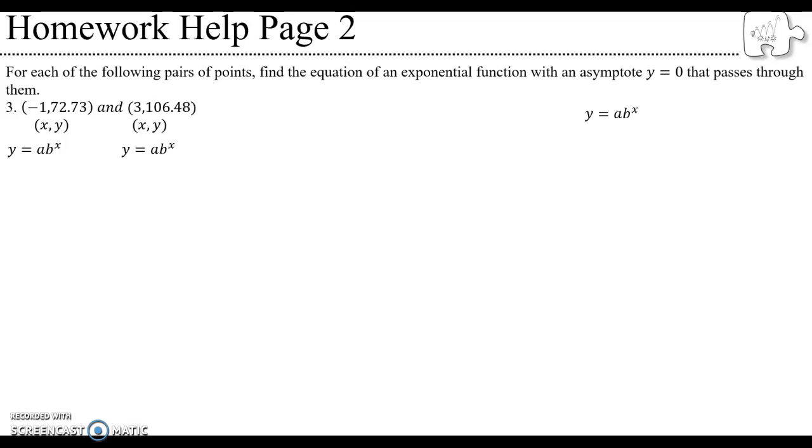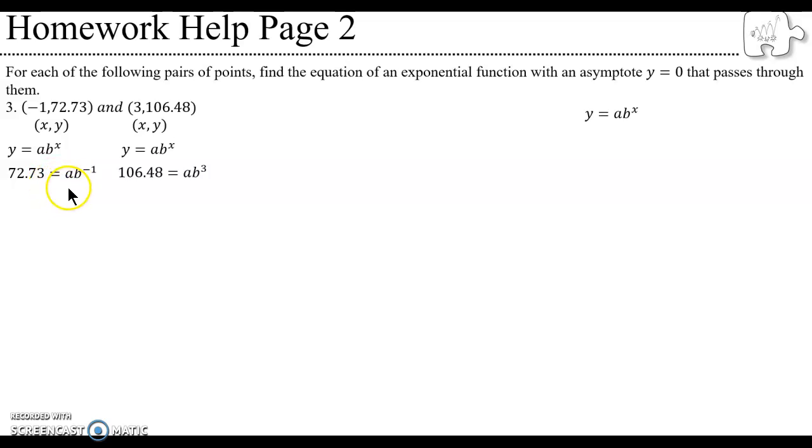Right, so now we're going to plug them in. So y is 72.73, so we get 72.73 equals a times b to the negative 1 because x is negative 1. Over here, y is 106.48, so we get 106.48 equals a times b to the 3. X is 3.